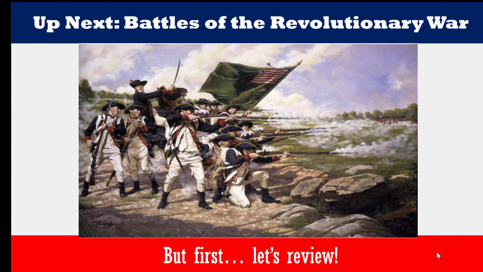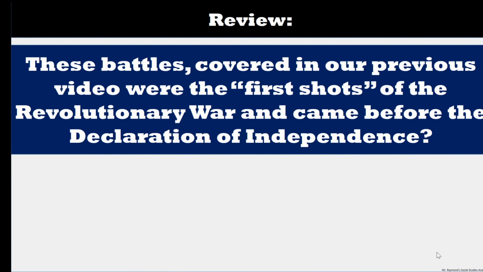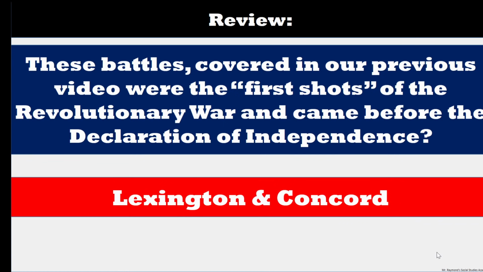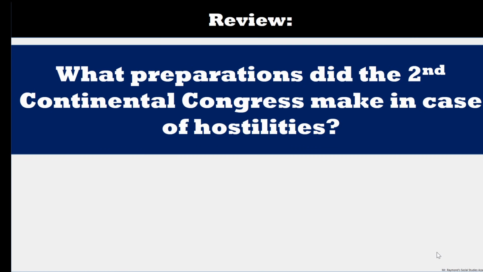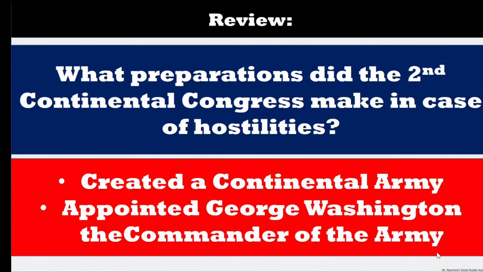But before we do, let's review. These battles, covered in our previous video, were the, quote, "first shots of the Revolutionary War" and came before the Declaration of Independence. Lexington and Concord. What preparations did the Second Continental Congress make in case of hostilities? Well, they created a Continental Army, they appointed George Washington the commander of the army, and I should add that they encouraged the states to establish militias.